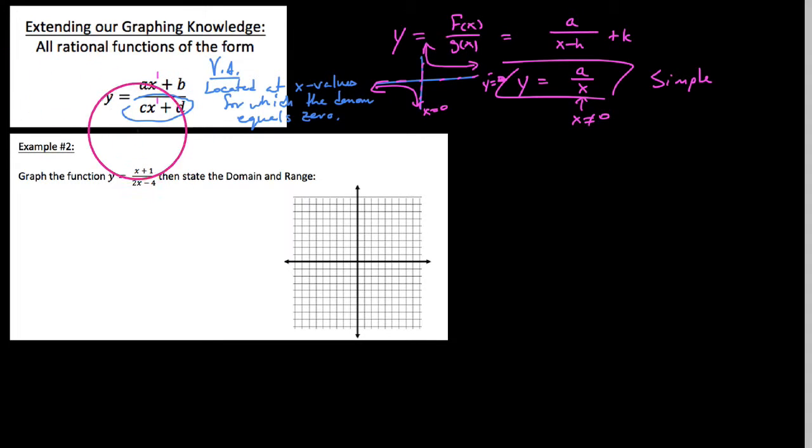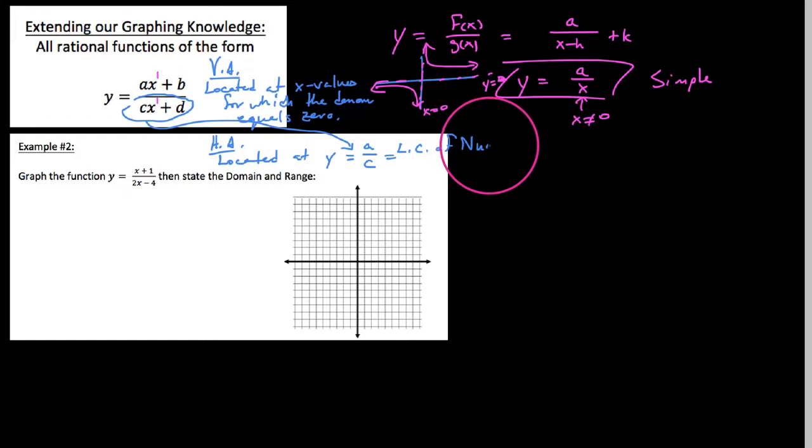The other thing we want to say is that the horizontal asymptote is located at y equals a over c, to go with this note sheet. I want to point out that a and c are the leading coefficients of the top and the bottom. So we could say the leading coefficient of the numerator divided by the leading coefficient of the denominator. This is where our horizontal asymptote is going to be located.